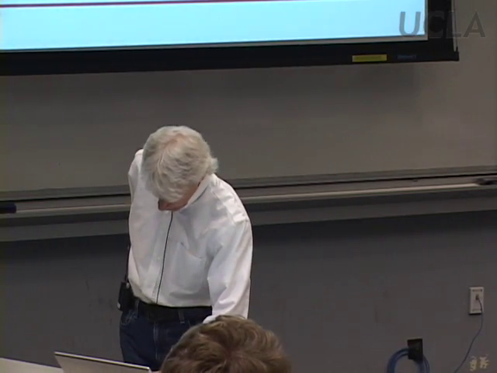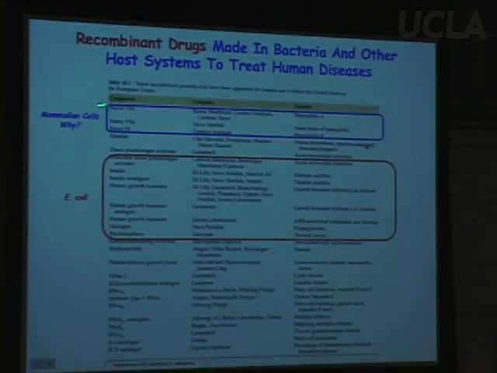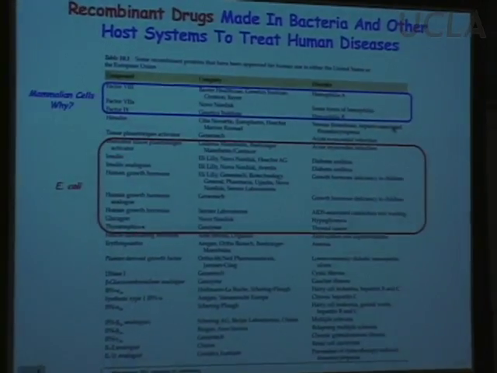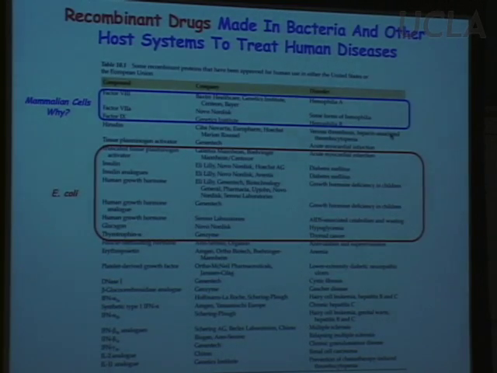But clearly, many drugs, as you can see, are made in E. coli, some in yeast or mammalian cells, and those in yeast and mammalian cells, again, are used because they can modify the proteins like human cells can modify the proteins in order to get them to work.